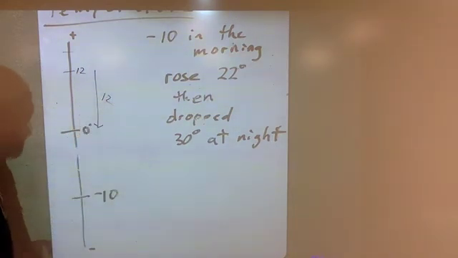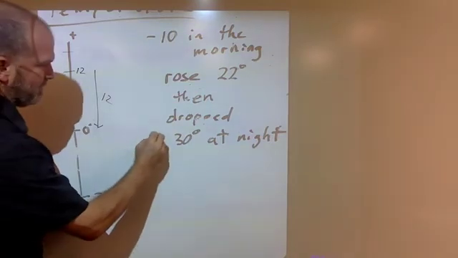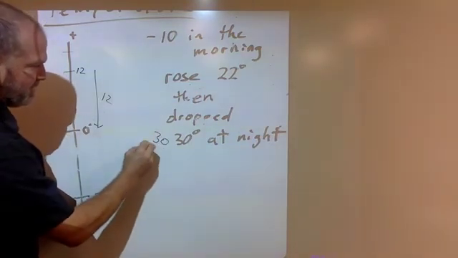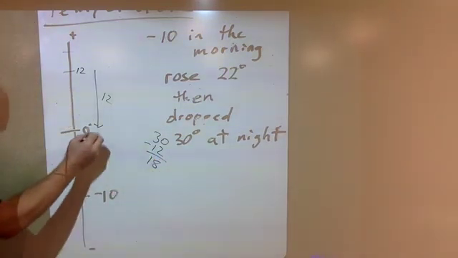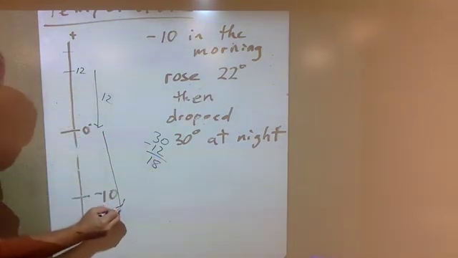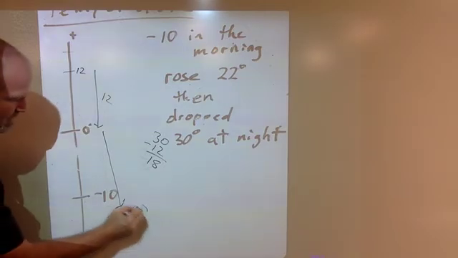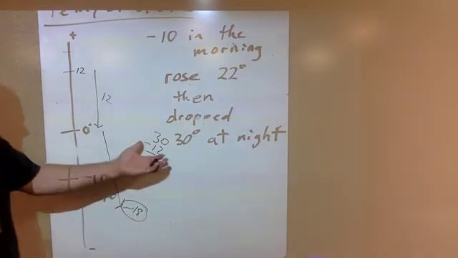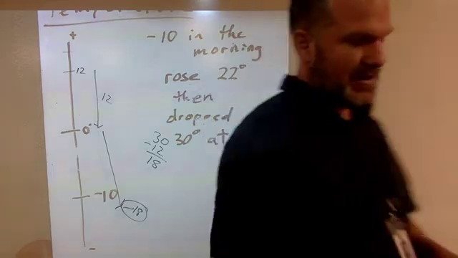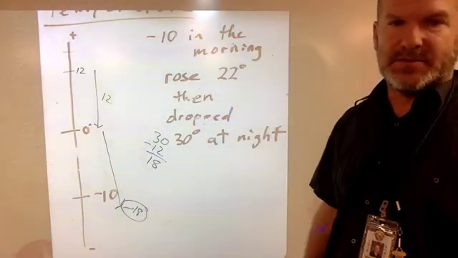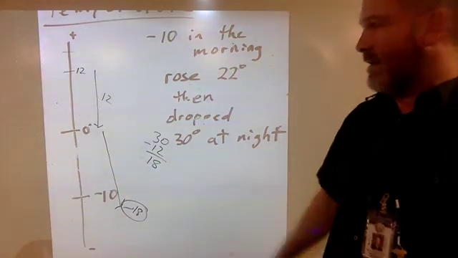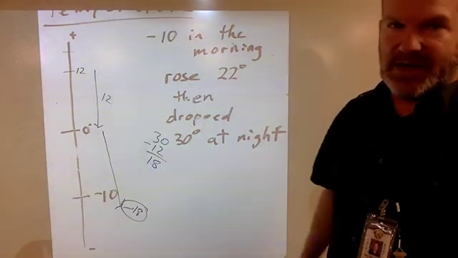So how much more do we have left out of our 30 to drop? Well, we had 30 that we had to drop. We just dropped 12, so we still have 18 left to go. So we got to go another 18 degrees below 0, which puts us at negative 18. So the final answer to this is, what temperature was it at night? It was negative 18. All right, so it was colder than the day before. So feel free to use a number line on problems like this.